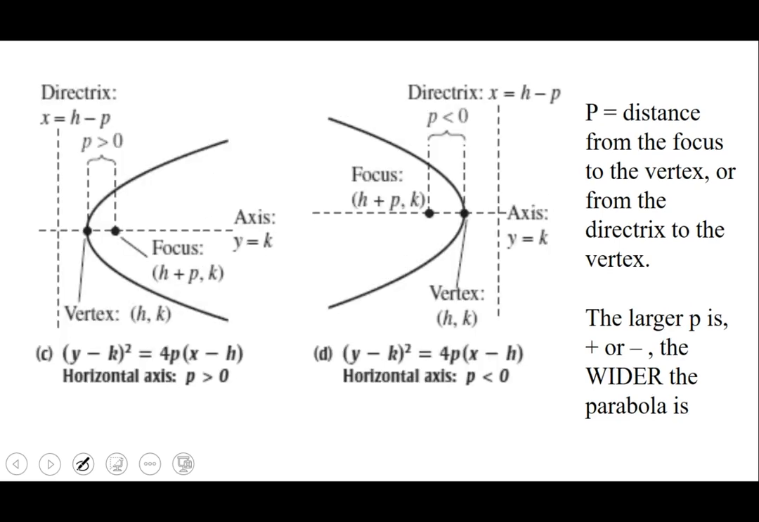Here are your two other formulas, and this is what happens if the parabola is going to face left or right. So notice in example C here that because you have the y squared, that's how you know it's facing left or right. The fact that it's a positive p is how you know that it's going to face right. Again, you have a y squared. That's how you know it's going to face left or right. The fact that the p is negative is how you know that it's going to face left.